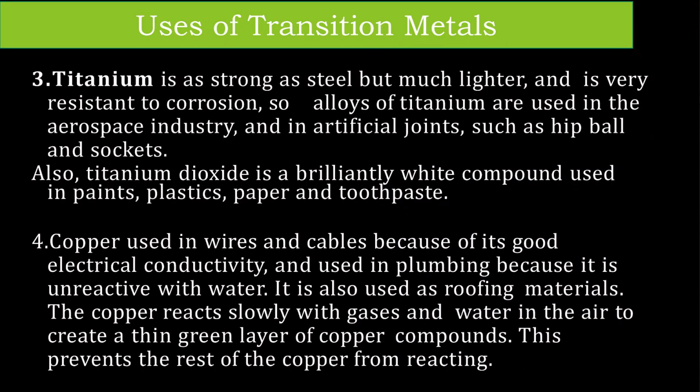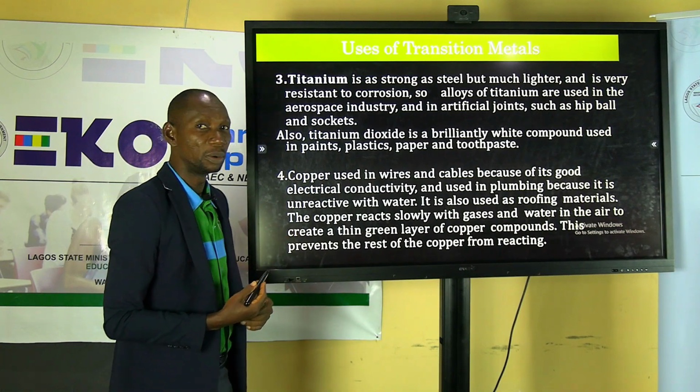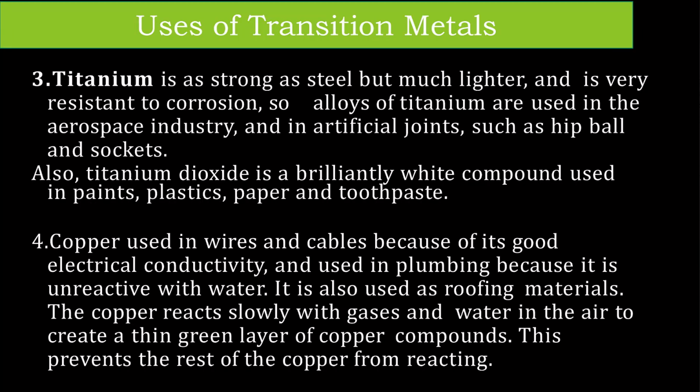Titanium dioxide is also a brightly white compound that is used in paints, in plastics, in paper, and of course, in toothpaste. Another very useful transition metal is copper. Like I said earlier, copper is used in cables, which is used because of its very good electrical conductivity.